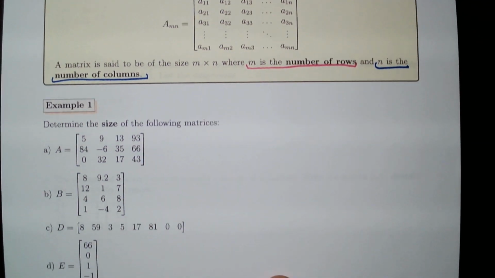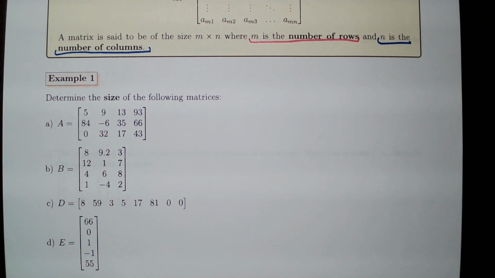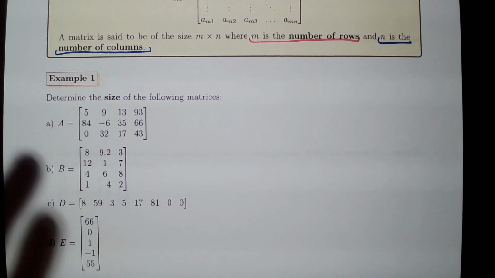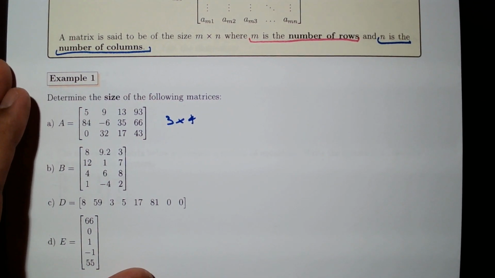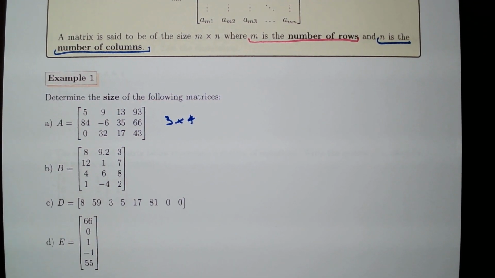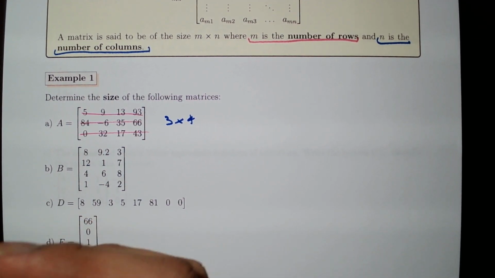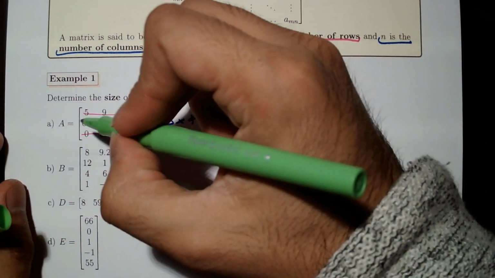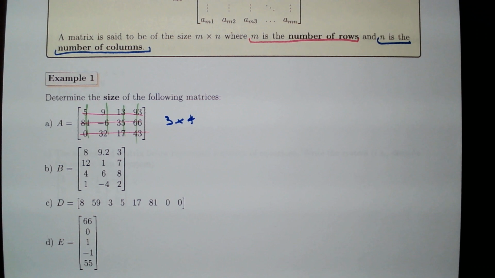So we have a few matrices here. Let's determine the size of the matrix. Sometimes they call them the dimension of the matrix, but we're going to call them the size. So letter A, I claim this matrix is 3 by 4 because we have 3 rows, that's 1, 2, 3, and 4 columns, 1, 2, 3, 4.